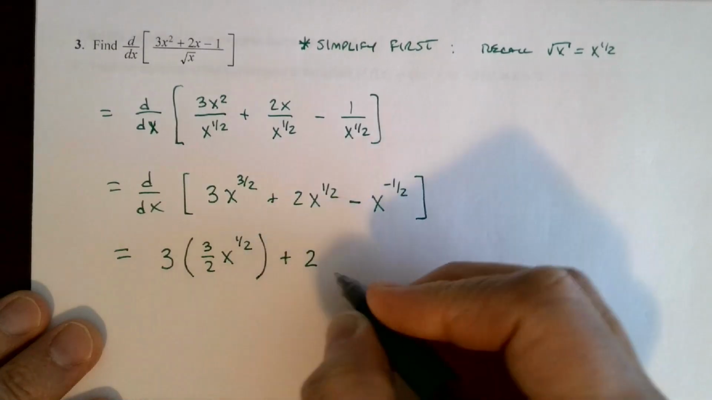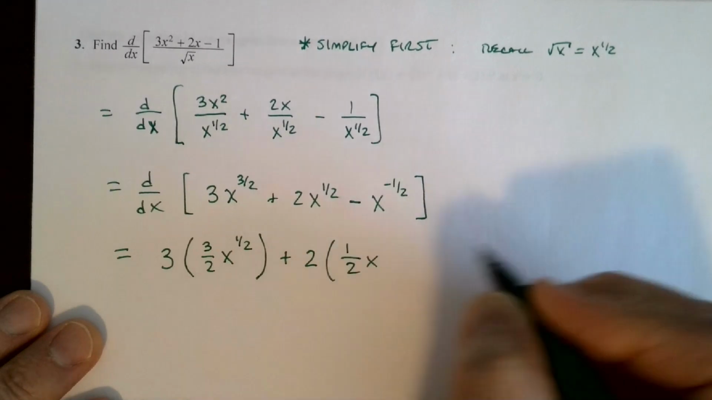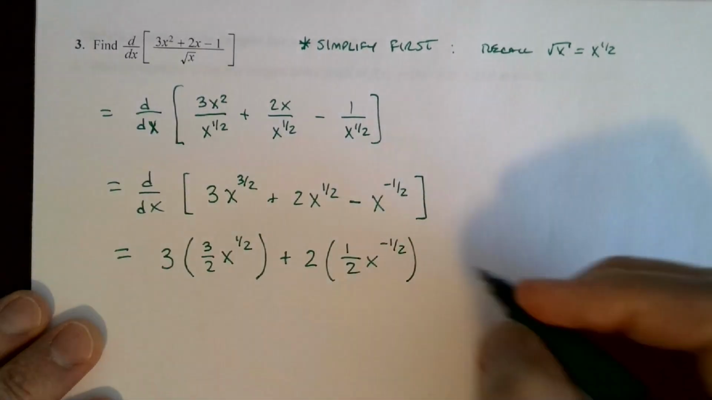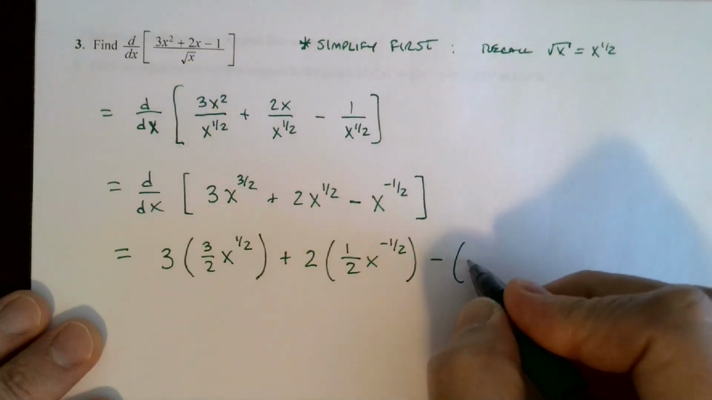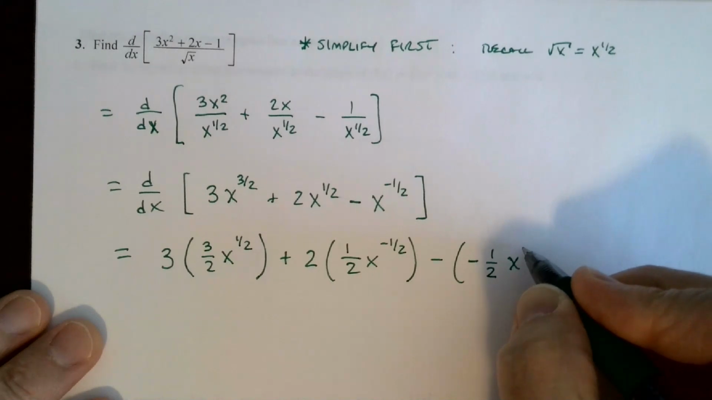Constant multiple, pull that 2 out. The derivative of x to the 1/2 is power rule. Bring the 1/2 down. Subtract 1 from 1/2 is negative 1/2. And then here, bring down the negative 1/2. X to the what? Subtract 1 from 1/2 is negative 3/2.